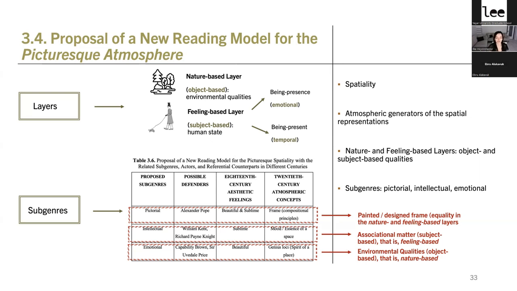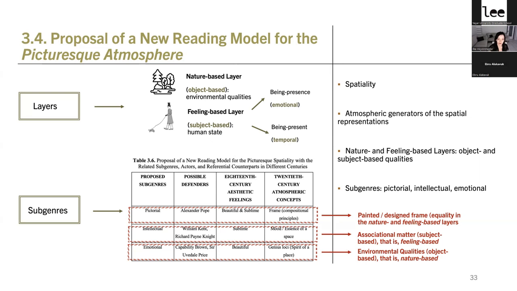The intellectual subgenre, on the other hand, mainly entails the presence of an experiencer or creator, and therefore connects the human state and the perceived space. In other words, the intellectual picturesque gardens work with the definition of Knight, that is the associational matter, and address the personal capabilities. Therefore, it has the capability to be codified with the sublime definition in the eighteenth century.